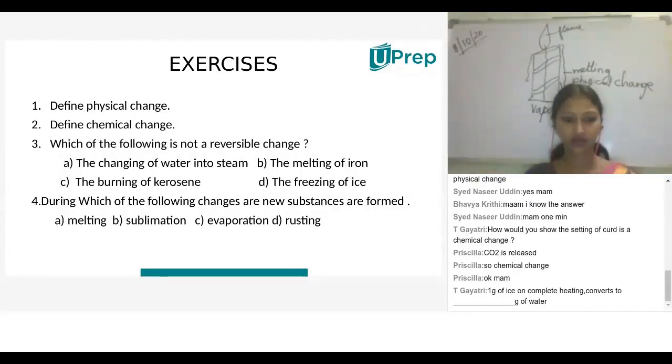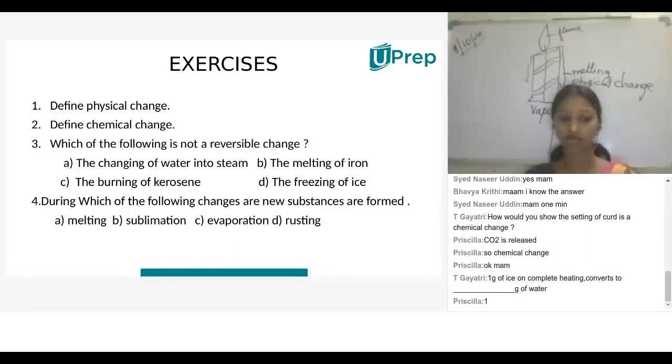Ma'am, 10 grams. 1 gram of ice on complete heating converts to dash grams of water? Ma'am, 1 gram. 1 gram, very good. Why? Because when we have observed the characteristics of physical changes, there is no change in the mass. Am I right? There is no change in the mass. So 1 gram of ice on complete heating converts to 1 gram of water.